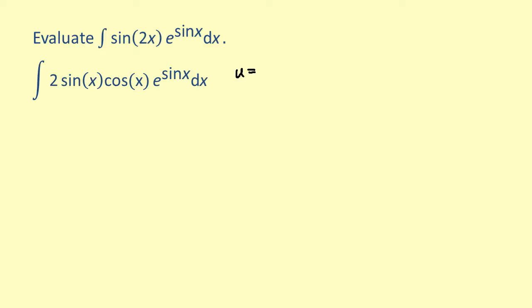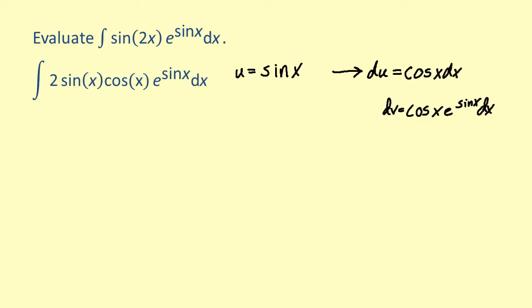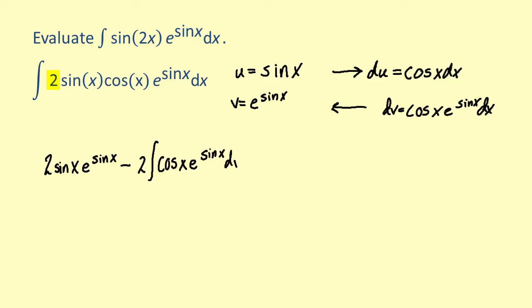Next, we let u equal sine of x and set dv equal to cosine of x times e to the sine of x dx. So we get du is equal to cosine of x dx, and v is equal to e to the sine of x. Now let's try to substitute into the formula for integration by parts. We need to make sure to include the coefficient of 2 in our calculations. So we get 2 sine of x times e to the sine of x minus 2 times the integral of cosine of x times e to the sine of x dx.